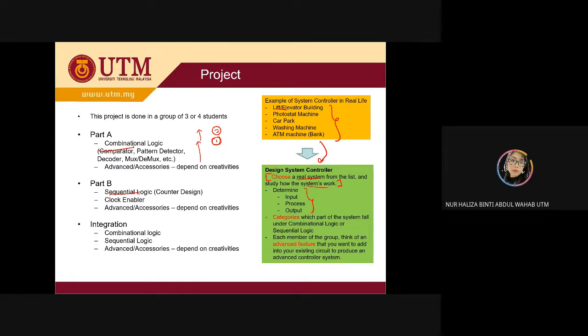You're going to determine the input. What is the input? Maybe someone presses the button only, right? Button at your lift, button 1. So this button 1 is what input? Is it only 1 or maybe it is 0, 0? If 2, it is 0, 1. If 3, it is 1, 0. 4, maybe it is 1, 1. So you are going to decide yourself.